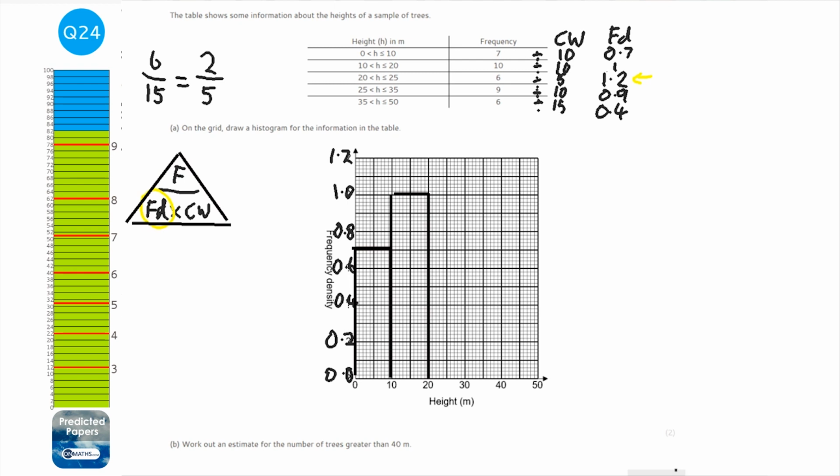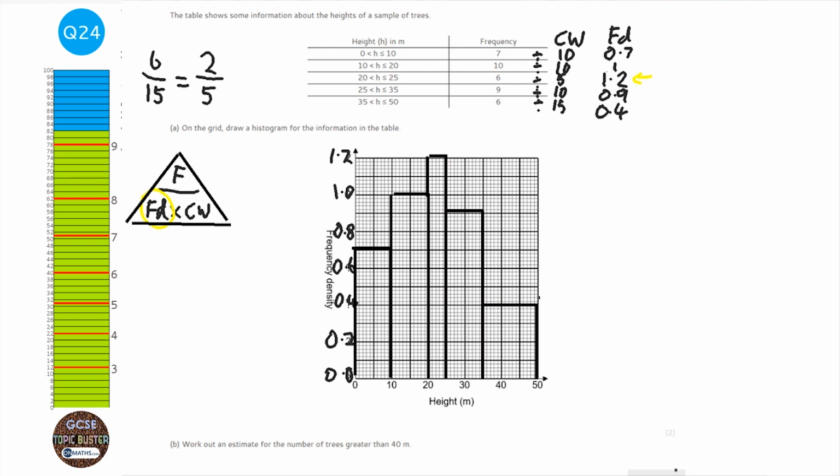Okay. Next one is 20 to 25, so we'll be careful here. So this says it's 1.2, so we want to go up to 1.2, cross, and we've got to be careful, we'll go to the right place, because it's only 20 to 25. And what's the next one? 25 to 35. So 25 to 35, and it's going to be 0.9. And the last one, 35 to 50, is 0.4. There we go, and that's our histogram. You probably will need to draw it a little bit more precisely than I've managed on this.